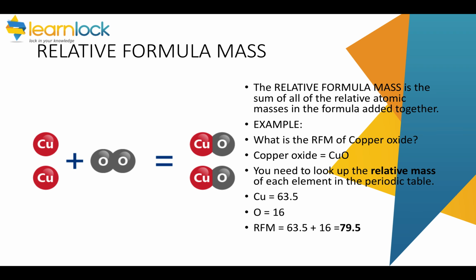You need to know how to calculate the relative formula mass. For example, what is the relative formula mass of copper oxide? Well, to do this, you need to look up the mass number in the periodic table. Now, you're not going to find copper oxide in the periodic table, but you will find the elements it's made of, so copper and oxygen. Copper has a mass number of 63.5 and oxygen has a mass number of 16. So you just add those together because there's one atom of copper and one atom of oxygen in copper oxide, and that makes 79.5.